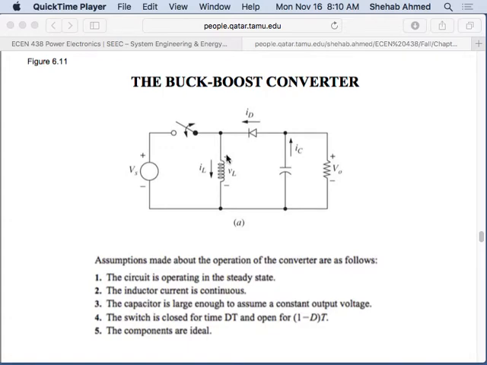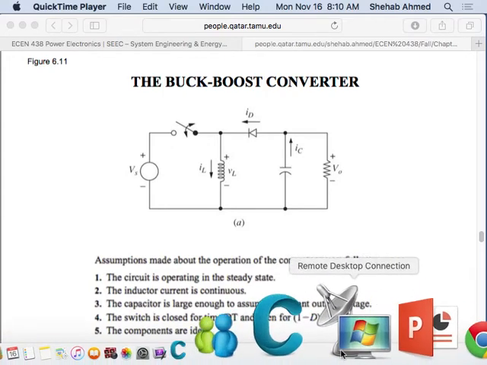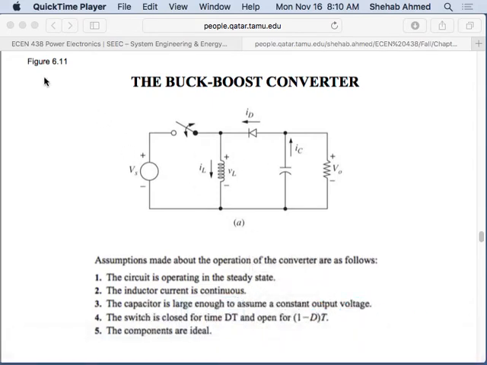There would always be this. Again, I like to abstract it more than just a switch and a diode case. I like to draw this.